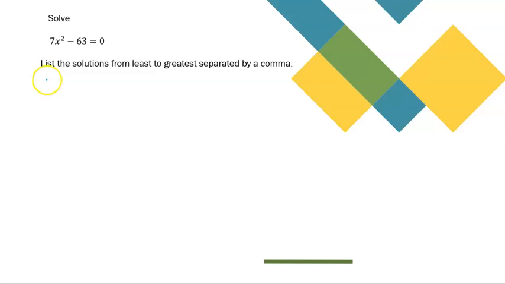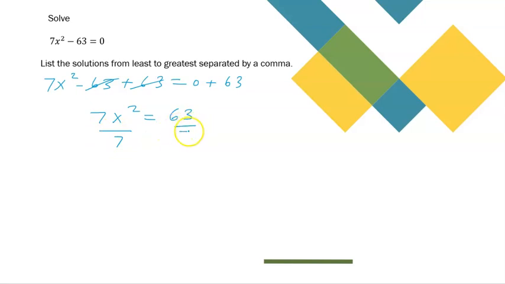In order to do that, we are going to add 63 to both sides. So you get 7x squared minus 63 plus 63 equal to 0 plus 63. When we simplify, notice negative 63 plus 63 gives 0, and then you have 7x squared equals 63. Now the next goal is to divide both sides by 7. Notice that the 7 cancels, and you are left with x squared equals positive 9.